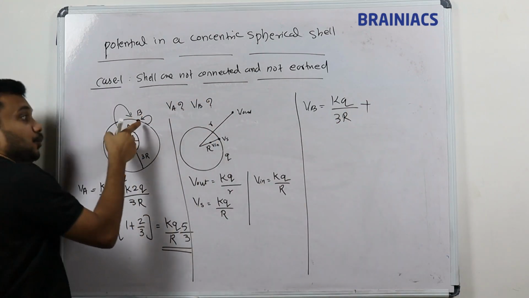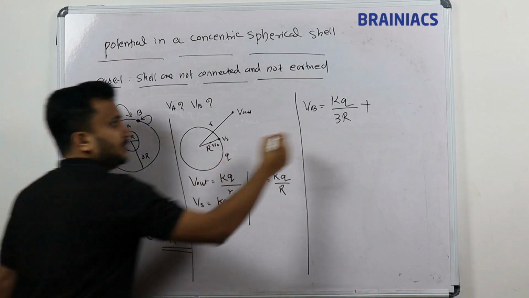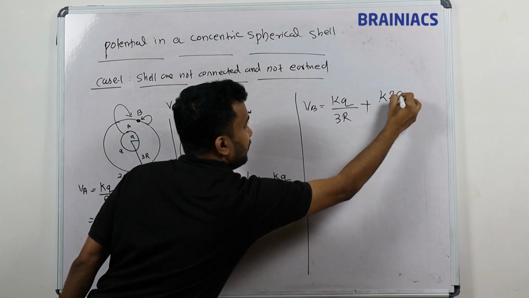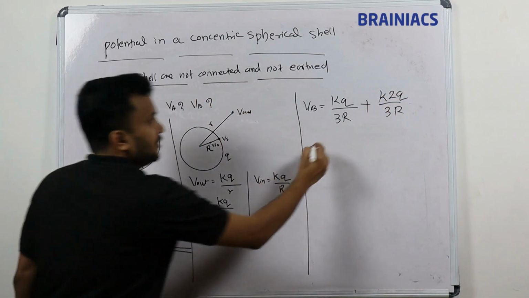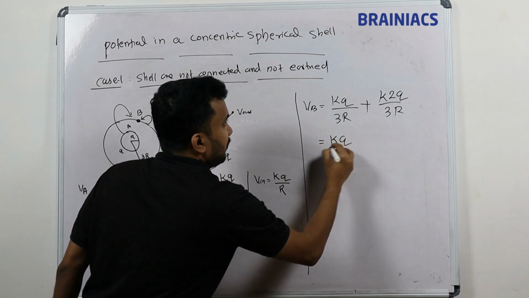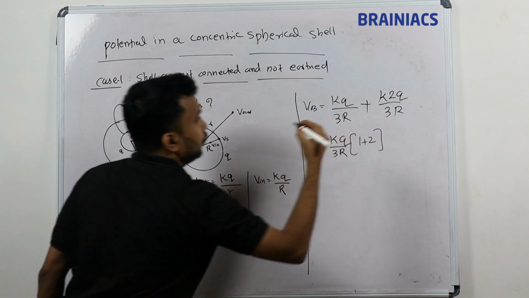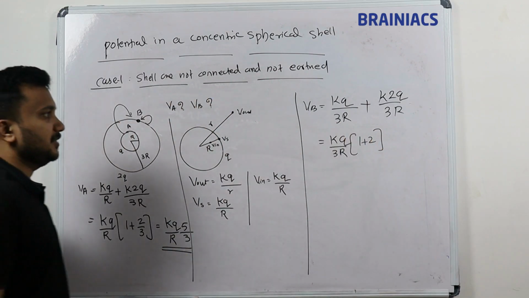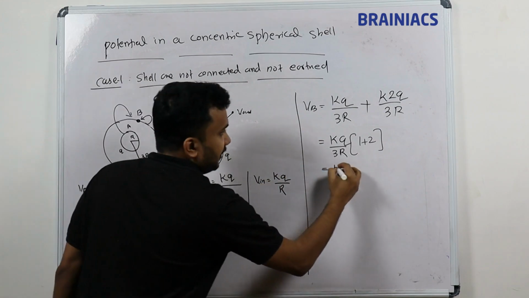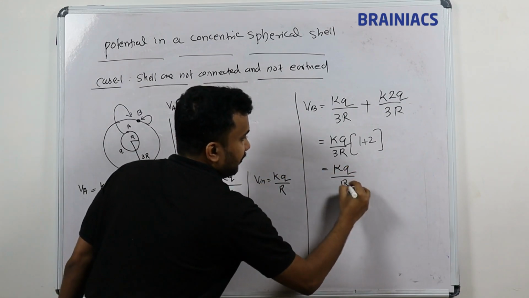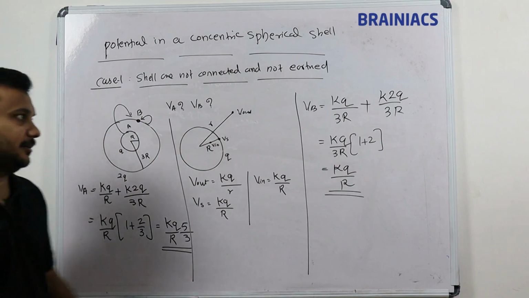And plus, next, the potential due to B. What is the potential due to B? Potential due to B means it's on the surface. So what is the surface formula? K into 2Q divided by 3R. We have to add these. So what will we get? KQ divided by 3R is common, and 1 plus 2, correct? Totally we'll get 3Q by R, and 3 and 3 get cancelled, and KQ divided by R is the right answer for the potential at B.